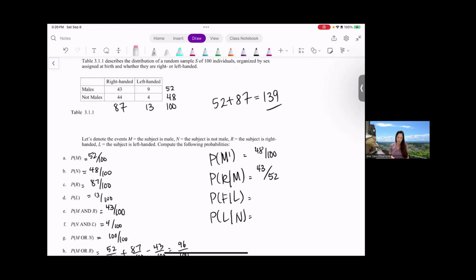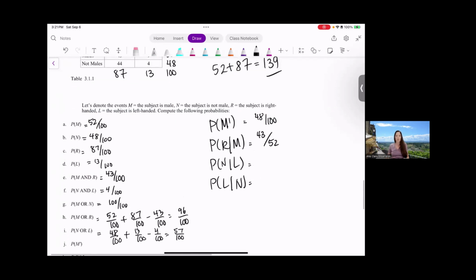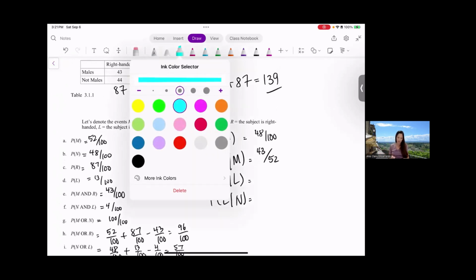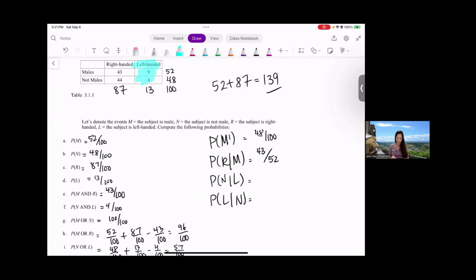Let's use that same approach for the next one. There's a typo. This is supposed to be an N. How many not males given that they are left-handed? So let's focus on the left-handers. That means there's only 13 of those. And of the 13, how many were not males? 4. Notice that in all of the other problems, the denominator was 100. It's not until you give a condition that you're shrinking your sample size.